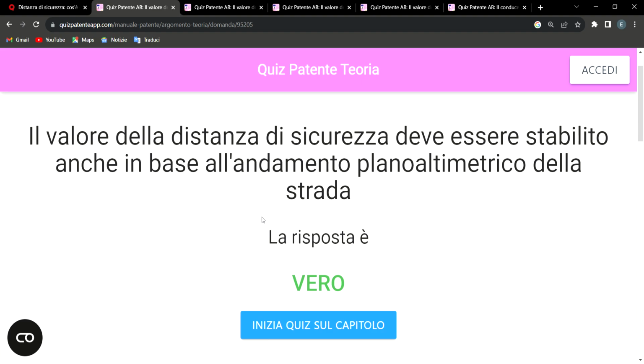What am I trying to say? Here they are making us understand that the condition of the road that you are driving determines your safe distance. The condition of the road that you are driving determines how you will maintain or respect the safe distance in terms of driving, and it's vero. So take note of that. That is number one question.